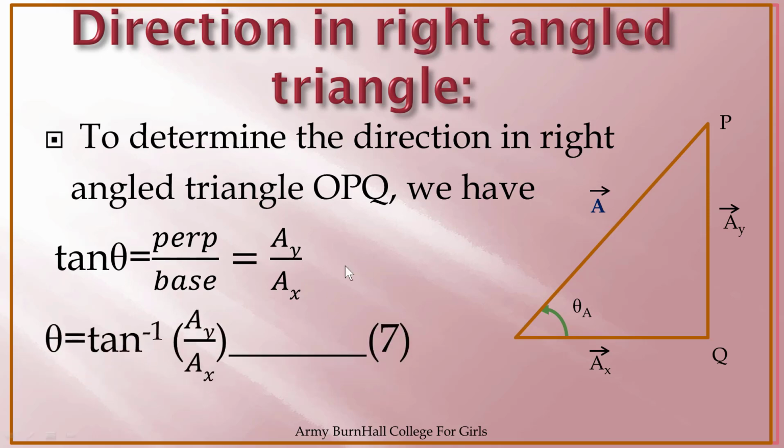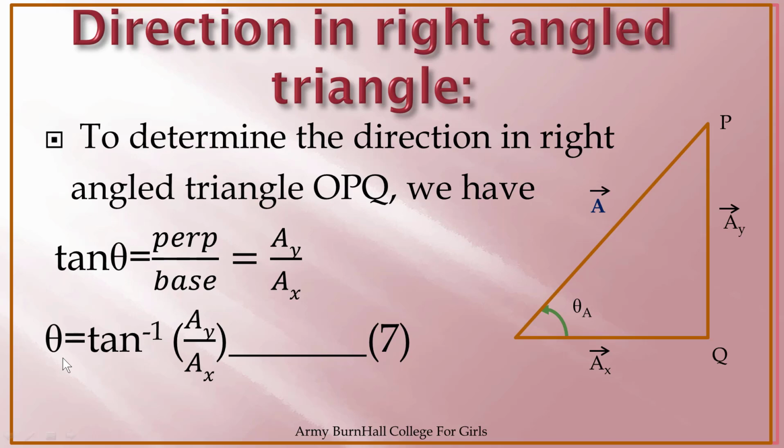We don't need tan theta, we need the direction only, we need theta only. So we will separate out this theta by applying tan inverse on both sides. Tan will be cancelled with tan inverse, and on the right hand side tan inverse of Ay by Ax will be left. So if the vertical and horizontal components are provided, we can find the direction of the resultant angle as well.